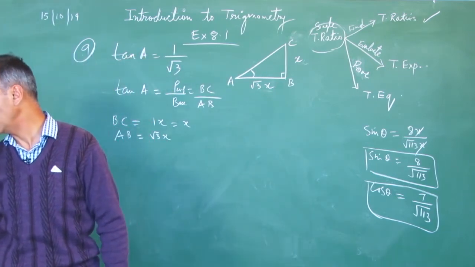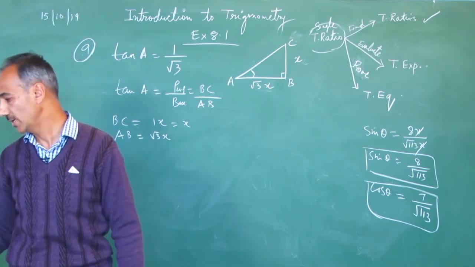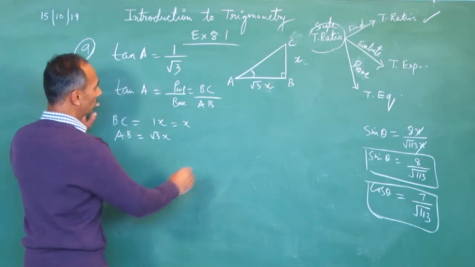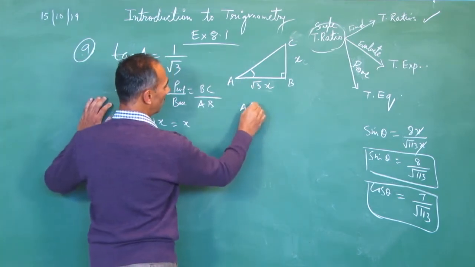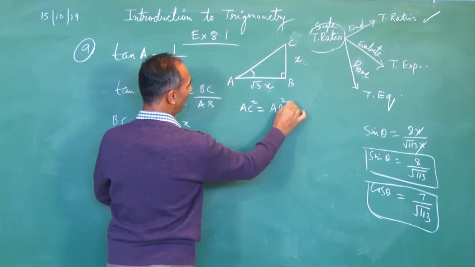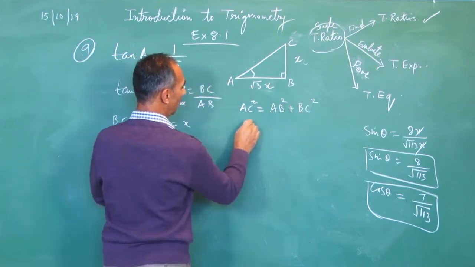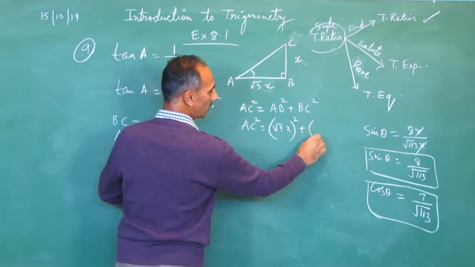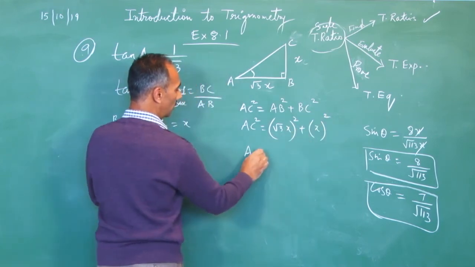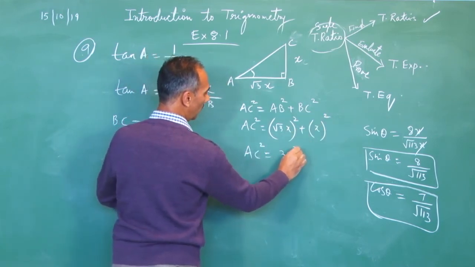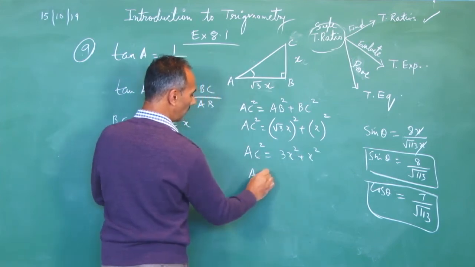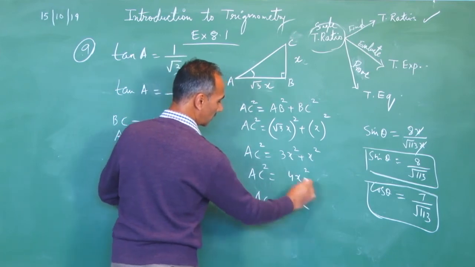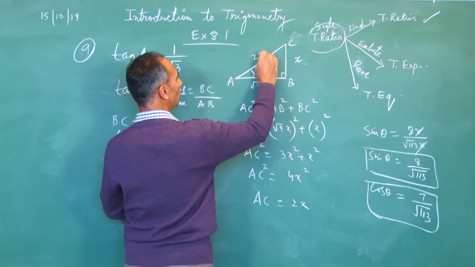You are asked to find the value of a trigonometric expression sin A cos C plus cos A sin C. Now let me first simplify this. So applying Pythagorean theorem, again AC square is AB square plus BC square. So AC square will be square root 3x whole square, and your BC is x square of that. So AC square is nothing but 3x square plus x square. Further simplification, this is 4x square. So what is AC? It's nothing but square root of 4x square, that is 2x.